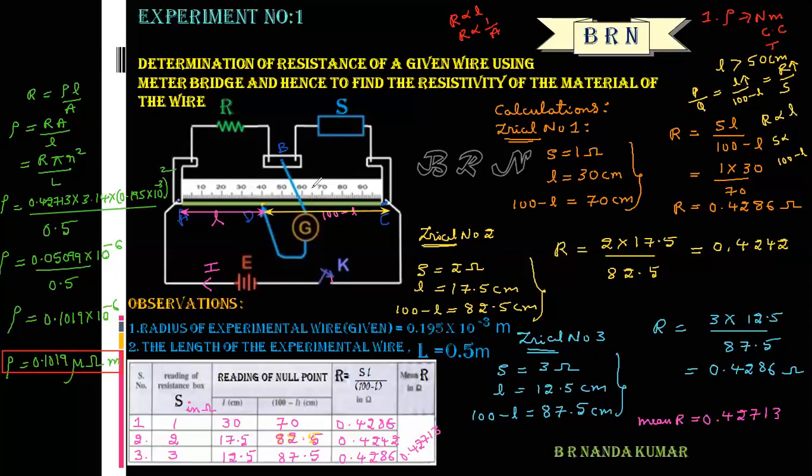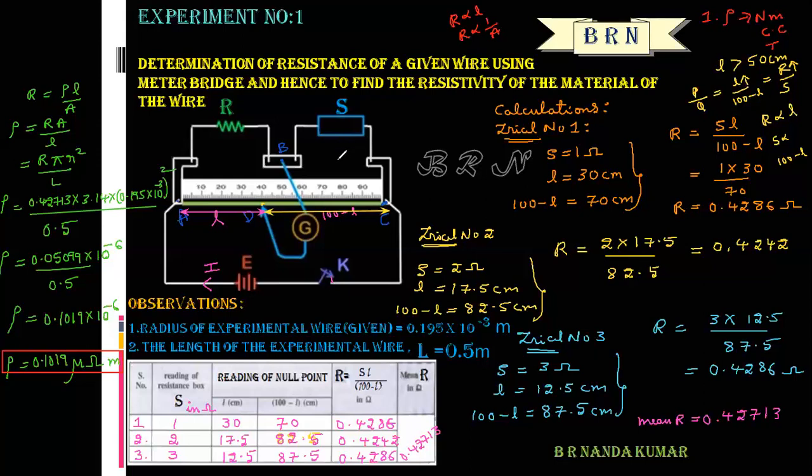Okay. So the resistance in the right gap of a meter bridge is increased. What happens to the balancing length? The balancing length increases, right? Balancing length increases.